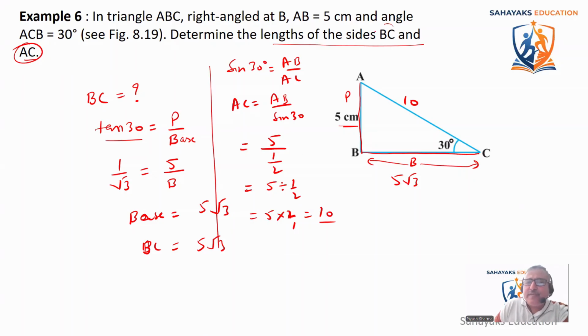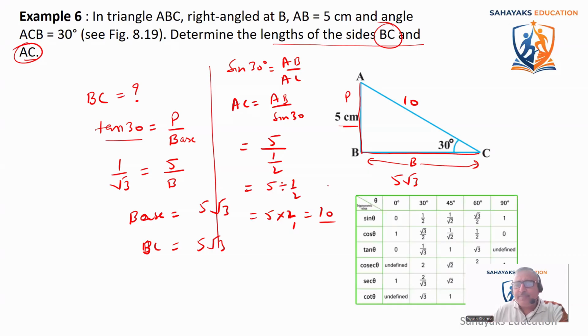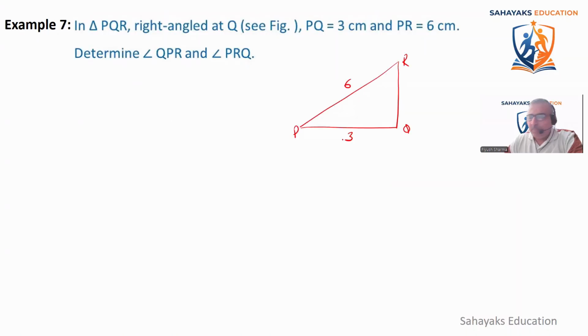So we have found the value for BC and AC. Okay, guys, whenever you have to find some side, please check in which ratio it comes. It comes in sine, cos, tan, cosec, sec, or cotangent. So you can check and then we can apply it. You can see the values from here. You have to remember these values by heart. Nobody's going to give you this table. So please remember this table by heart.